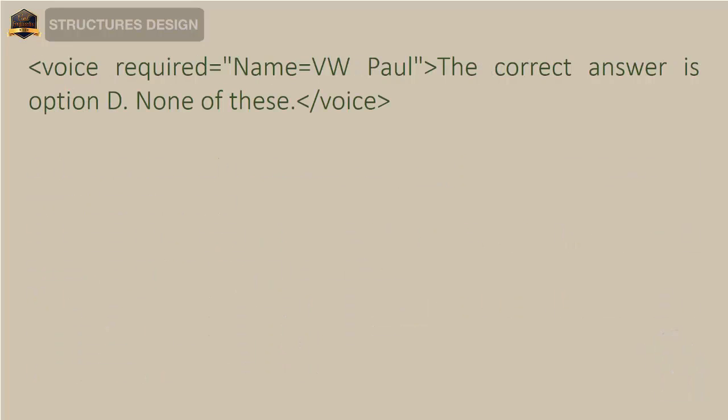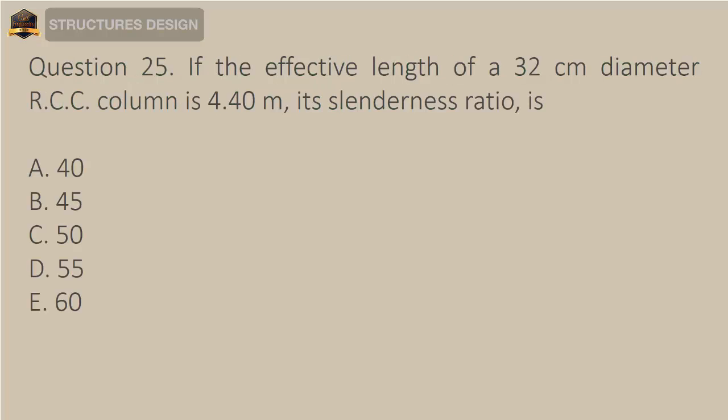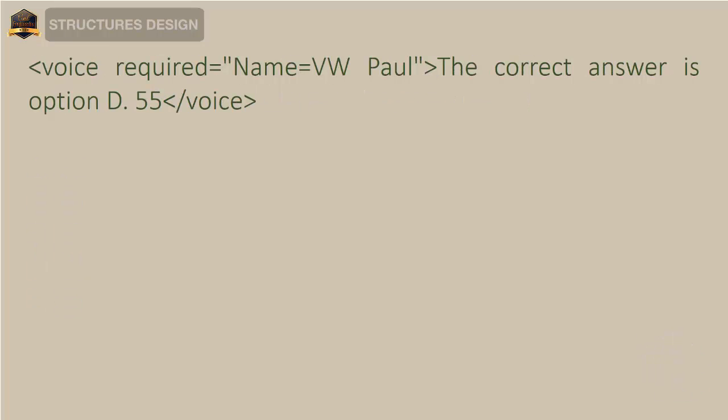Question 25. If the effective length of a 32 cm diameter RCC column is 4.40 m, its slenderness ratio is A, 40, B, 45, C, 50, D, 55, E, 60. The correct answer is option D, all the above.